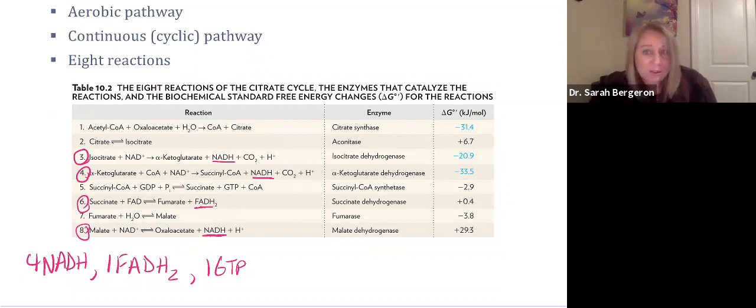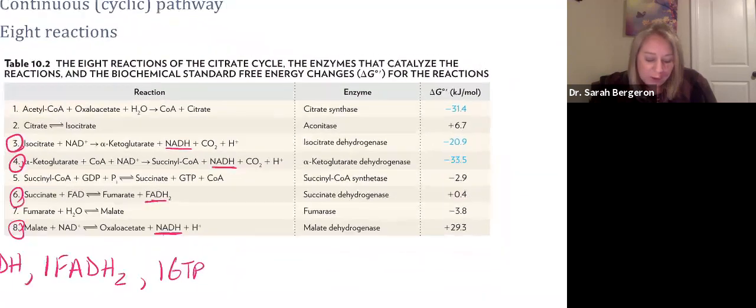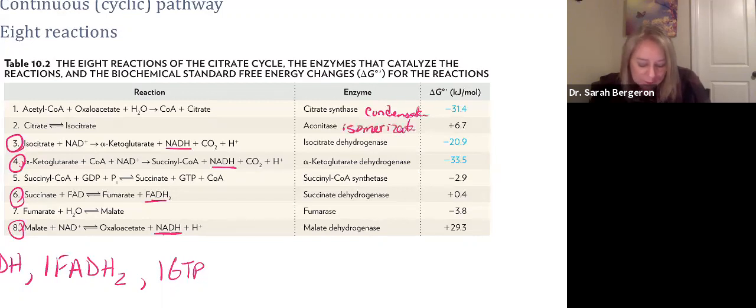And you can also look at these and say, okay, which ones are going to be favorable and which ones are not. So if you look at our very first reaction with citrate synthase, this is going to be actually a condensation reaction. Aconitase, do you see how we go from citrate to isocitrate? You're just preparing the substrate to be ready for the next reactions. This one's not really that important. It's really just an isomerization reaction, right?